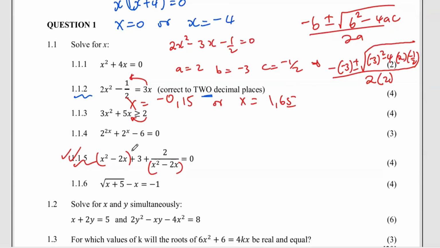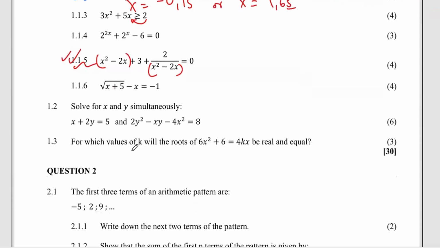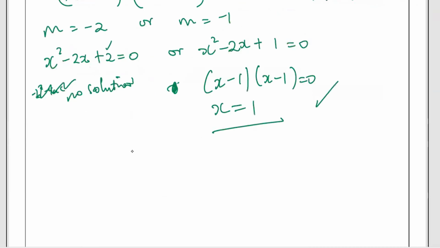Then 1.1.6, the root. So isolate the root sign, meaning that we're going to have square root of x plus 5 is equal to x minus 1, or negative 1 plus x. Then step number 2, we need to square both sides. This is 1.1.6. So we're saying root of x plus 5 is equal to x minus 1. That was the first step. Second step, we need to square both sides.